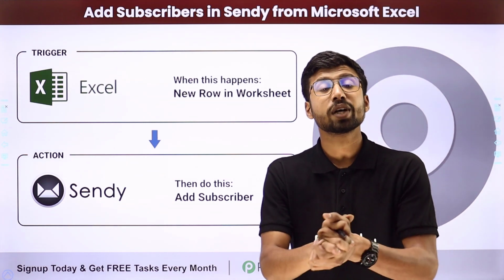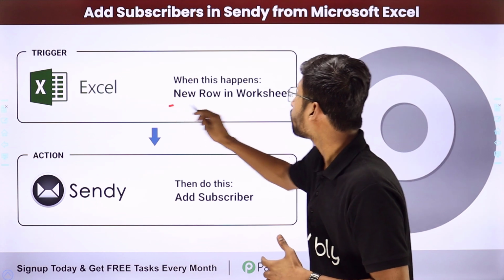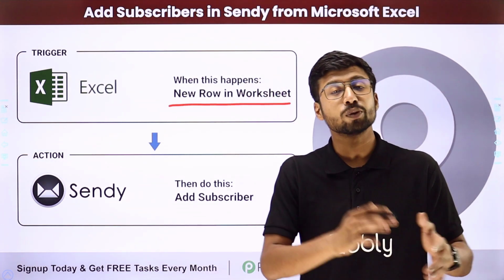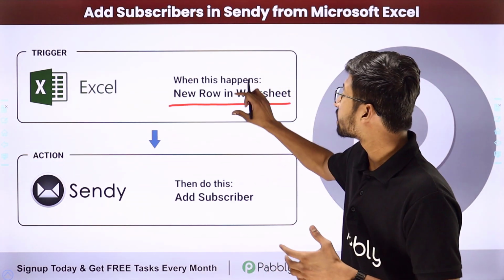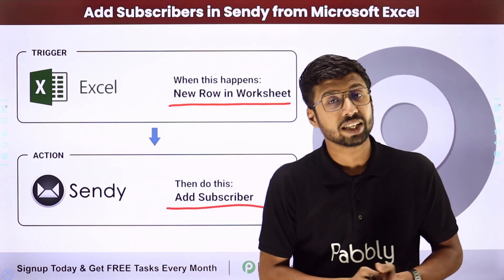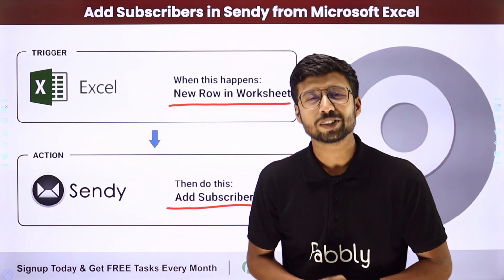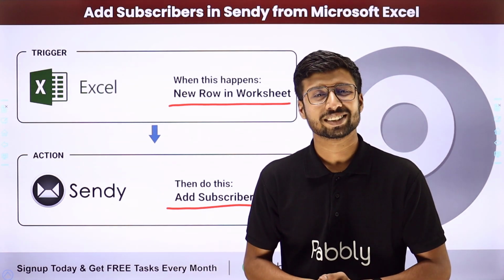So let me tell you, you can actually automate this process. In this automation, whenever a new row is added in our Excel sheet with the user details, automatically the same details will be added as a subscriber in Sendy account. So if you want to know how you can set up this automation, you just have to come with me to my screen.